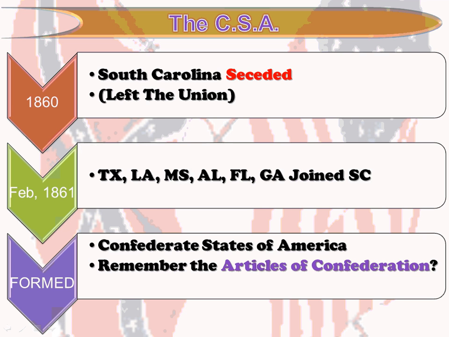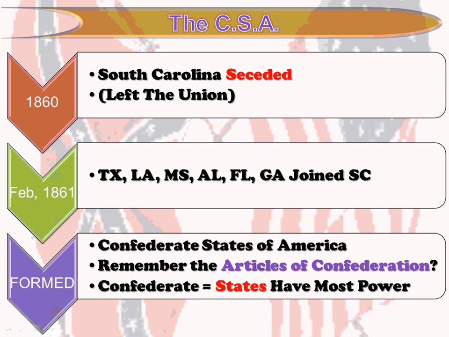What was the most important thing to remember about the Articles of Confederation? Logan? The states had all the power. Hey, how does that play in with the CSA? How does that play in with the Confederate States of America? Remember, they were big on states' rights. Something that is Confederate is something where the states have most of the power. The Articles of Confederation, the states had most of the power. Did that work for us? No, it didn't. But the southern states, with their states' rights movement, want to give it another shot.